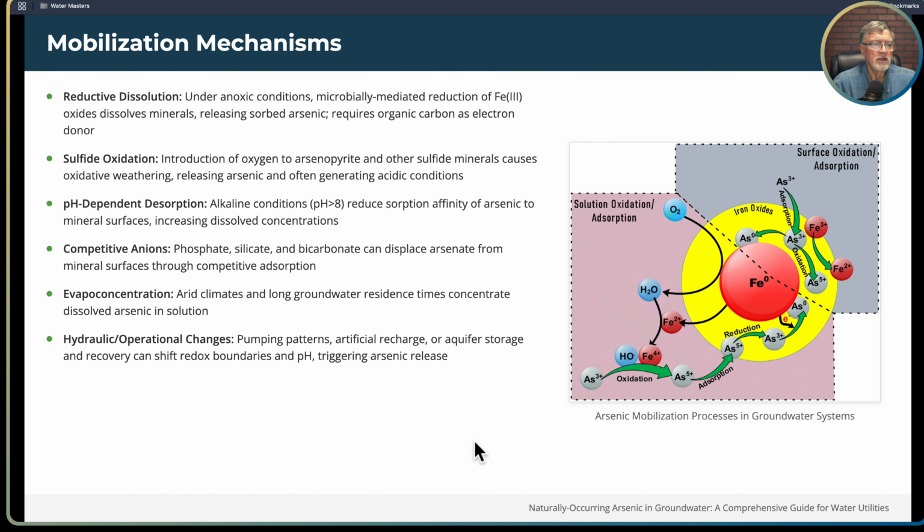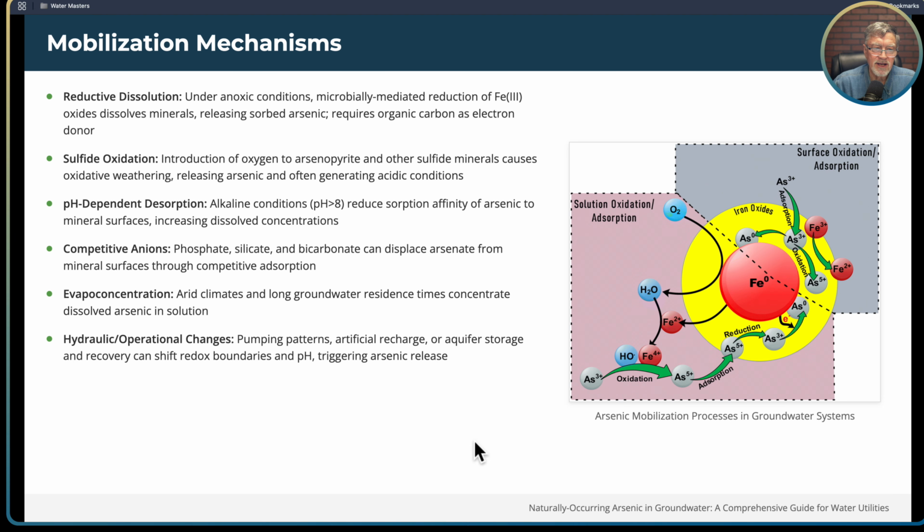All right, so mobilization mechanisms. This is where we dive in a little deep here. And that's the lower left-hand side of this diagram here. So, reductive dissolution, and these are important because the different geologic environments are going to determine which of these applies and what's going to be the dominant mechanism that determines how arsenic mobilizes in your particular situation. So first, we start with reductive dissolution.